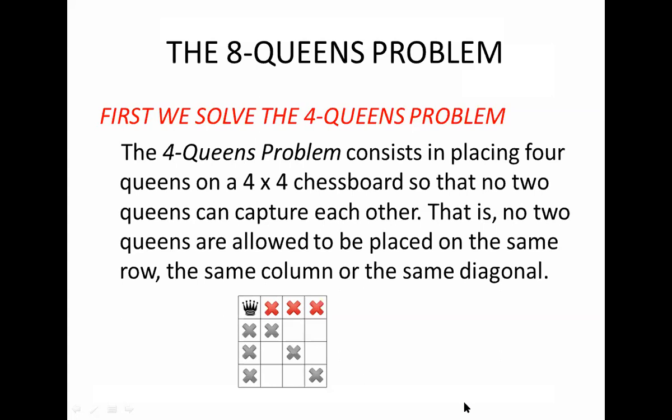Then how do we solve that problem? By using backtracking. I will solve this problem by using backtracking. Okay. So how do we solve it by using backtracking? Just see here clearly what the explicit constraints are and what the implicit constraints are.